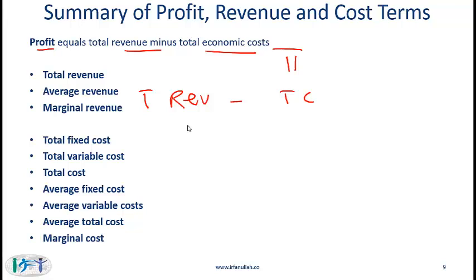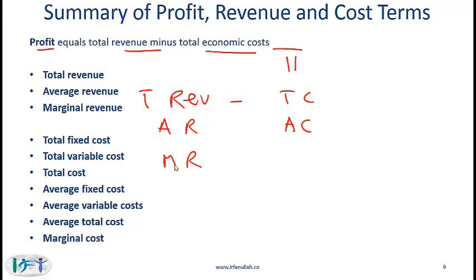Now, total revenue and total cost is fairly intuitive. Just like we have total revenue, we can divide total revenue by quantity and come up with what's called average revenue. Similarly, we also have an average cost, which will be total cost divided by the total items that are produced and sold. And then we have marginal revenue.